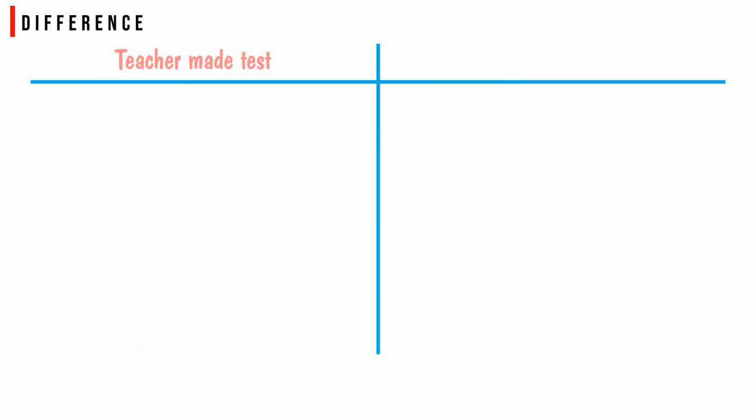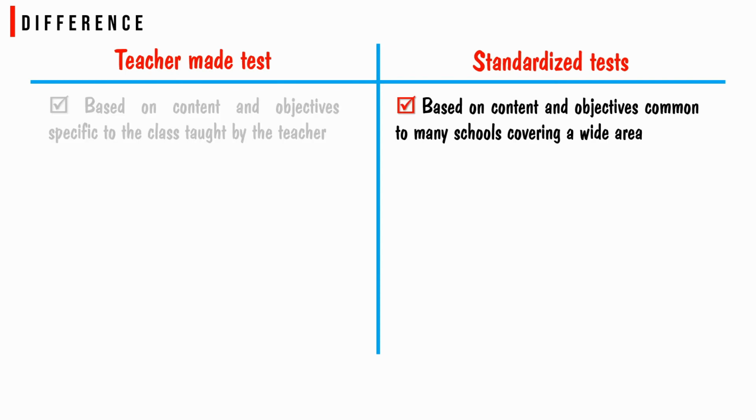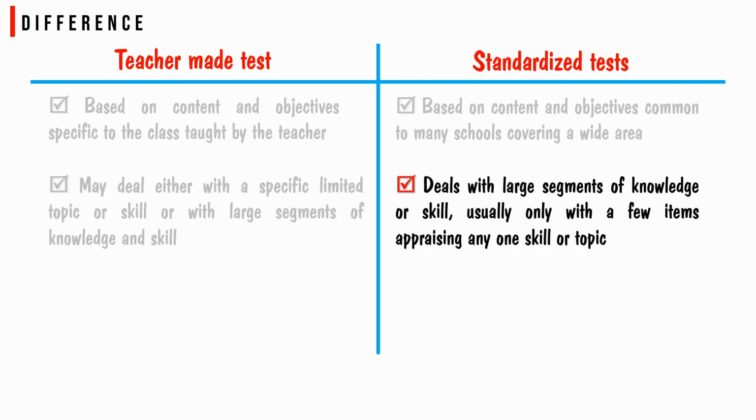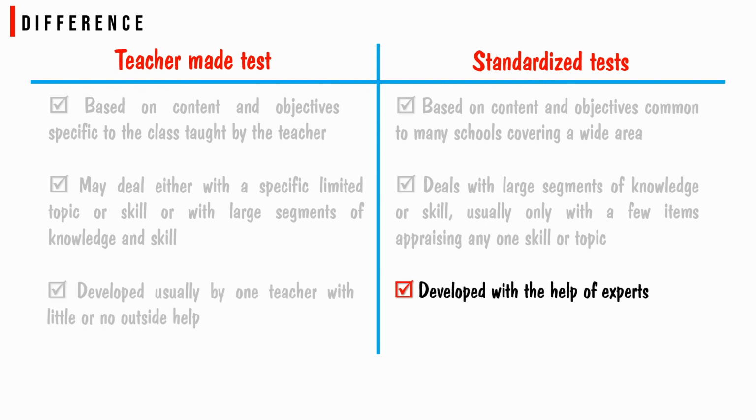Now, the difference between a teacher-made test and a standardized test. A teacher-made test is based on content and objectives specific to the class taught by the teacher. But a standardized test is based on content and objectives common to many schools, covering a wide area. A teacher-made test may deal either with a specific limited topic or skill, or with a large segment of knowledge and skill. But standardized tests deal with a large segment of knowledge or skill, usually with only a few items appraising any one skill or topic. A teacher-made test is developed usually by one teacher with little or no outside help, but standardized tests are developed with the help of experts.